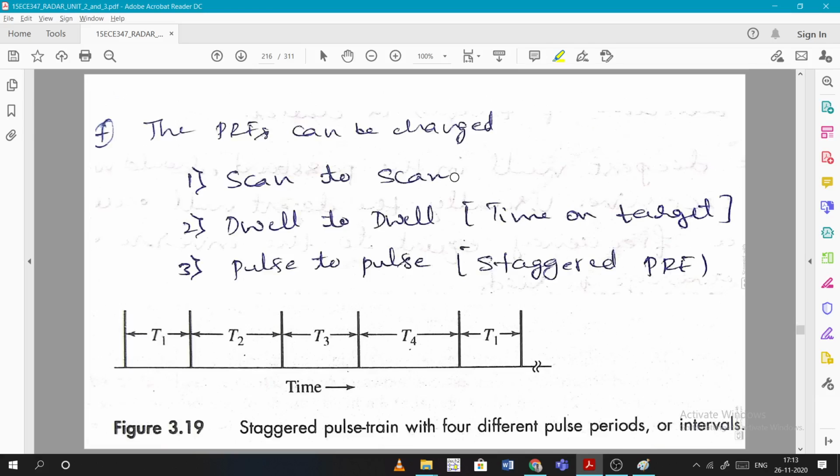The PRF can be changed pulse to pulse: for one pulse it is one PRF and for the other pulse another PRF, so it is not fixed. We can change it scan to scan, or dwell to dwell, that is on time on target, or we can change it pulse to pulse. If you change the PRF pulse to pulse, it is called staggered PRF. Here we can see a staggered span of four different pulse periods: T1, T2, T3, T4, again T1, T2, T3, T4, like that.